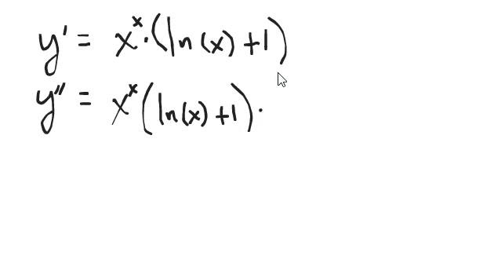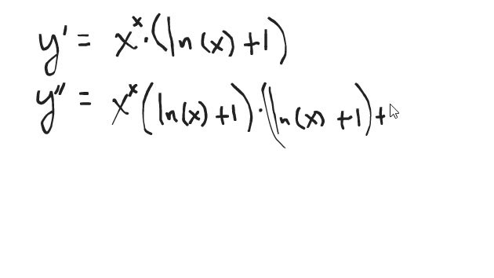Times, so we have to rewrite the second part of the function, the natural log of x plus 1. And of course I'm going to put parentheses around this. And then this is going to be plus, now I'm about to run out of room here, but we rewrite the first function and we take the derivative of the natural log of x plus 1. Well, the derivative of the natural log of x is just 1 over x.